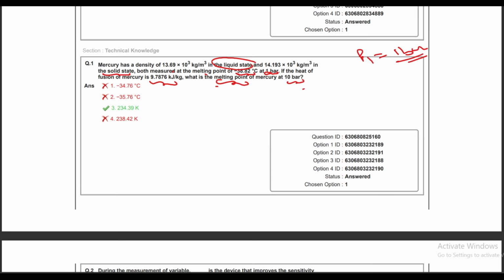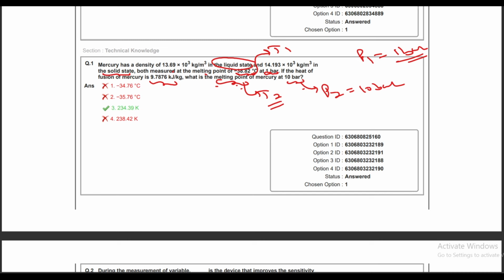So you have to find the melting point at another temperature. You can say this temperature is T1, so you have to find the T2 temperature at pressure P2, which is 10 bar. Clear? And they are also providing you the latent heat of fusion. So this process is ultimately a fusion process, which means a phase transition is occurring, and you have to apply the Clausius-Clapeyron equation in this question, because the Clausius-Clapeyron equation deals with phase transition behavior. There is a transition from solid to liquid mercury.